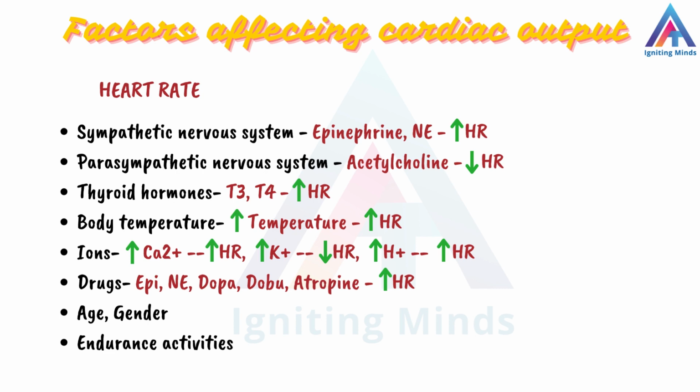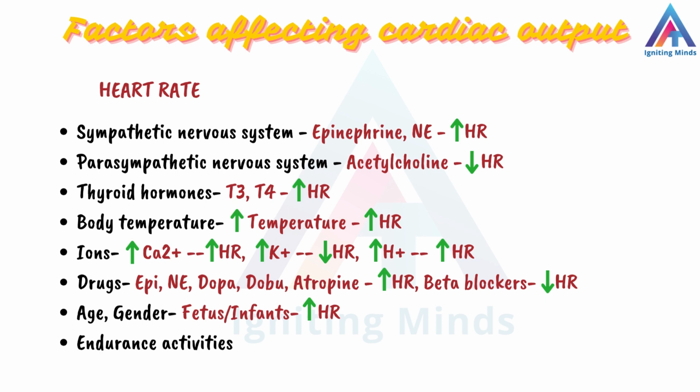Epinephrine, norepinephrine, dopamine, dobutamine, and atropine are drugs that increase the heart rate, whereas drugs such as beta blockers and calcium channel blockers decrease the heart rate. What about age? Fetus and infants have a higher heart rate, around 120 to 140 beats per minute. Adults have an interesting resting heart rate of 60 to 80 beats per minute.